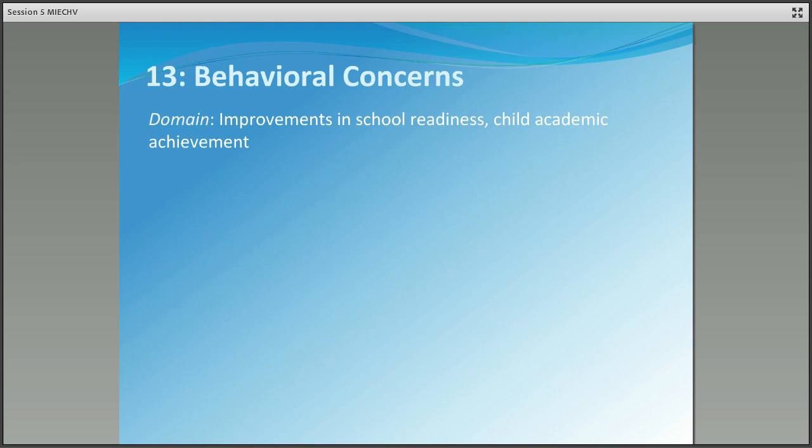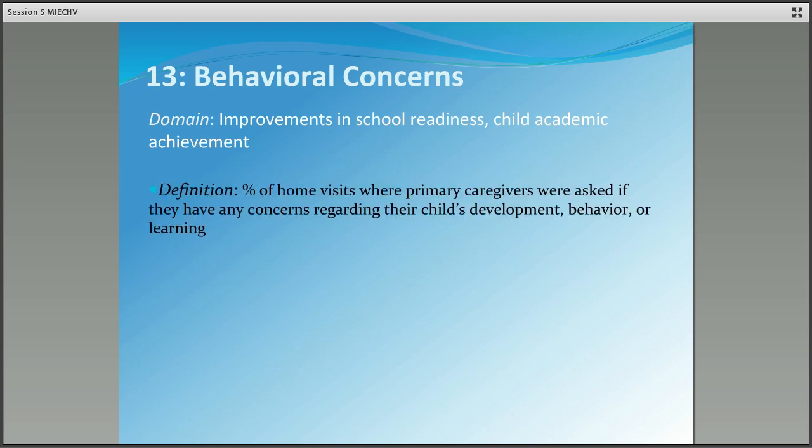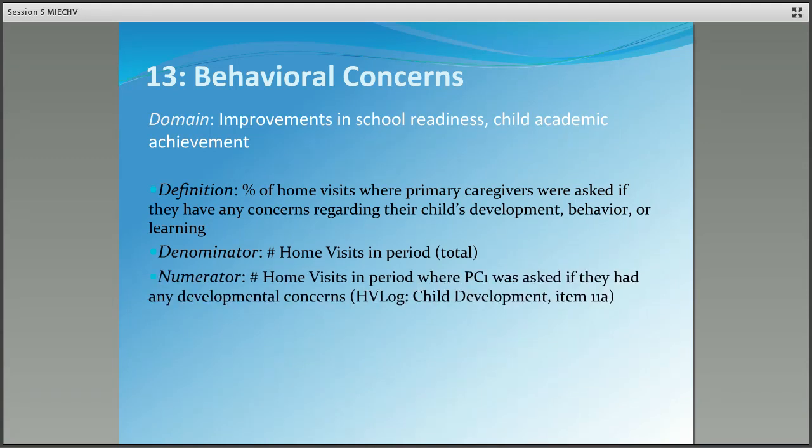Next is behavioral concerns, the percentage of home visits where primary caregivers were asked if they have any concerns regarding their child's development, behavior, or learning. Denominator here will be the number of home visits in that period, the total number, and the numerator, the number of home visits within the period where PC1 was asked if they had any developmental concerns, and this is something that, as we said, in every home visit, so you're going to find it in the home visit log.